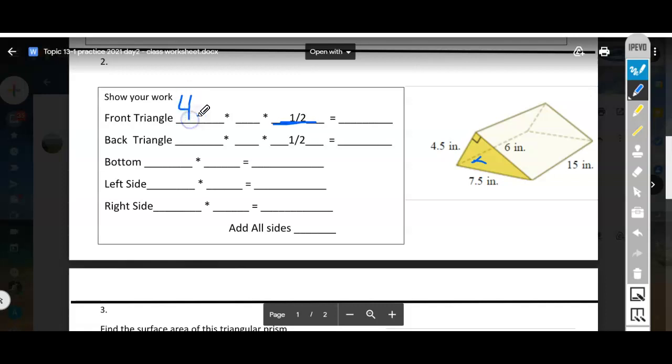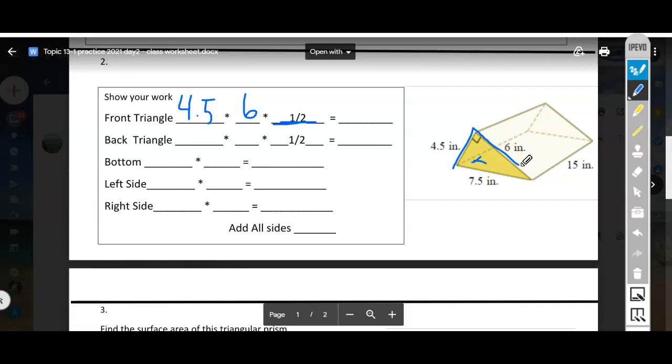4.5 and what's perpendicular to the 4.5? 6. Right? Anytime you're finding the area of a triangle, look for that perpendicular measurement. Which two sides are perpendicular? That's why they put that right angle symbol in there.